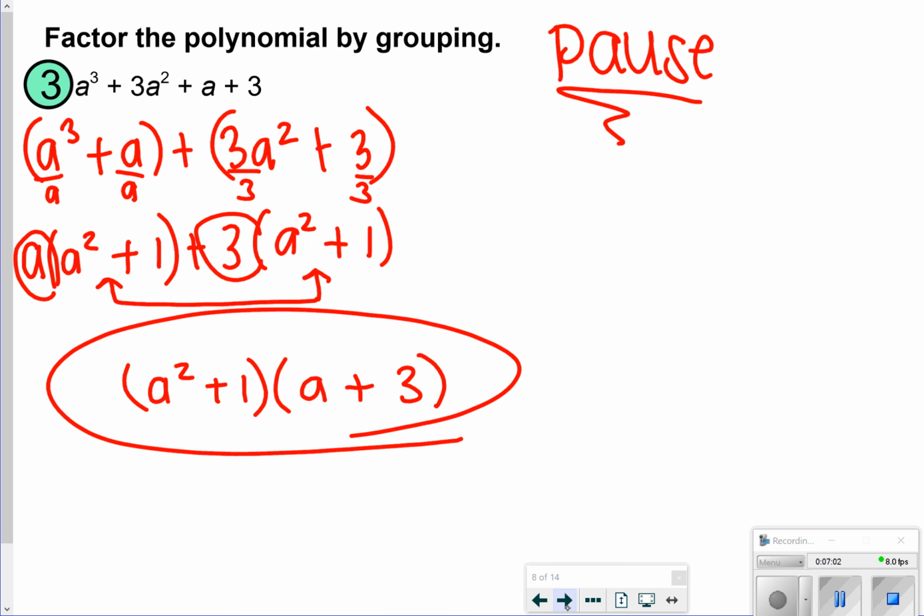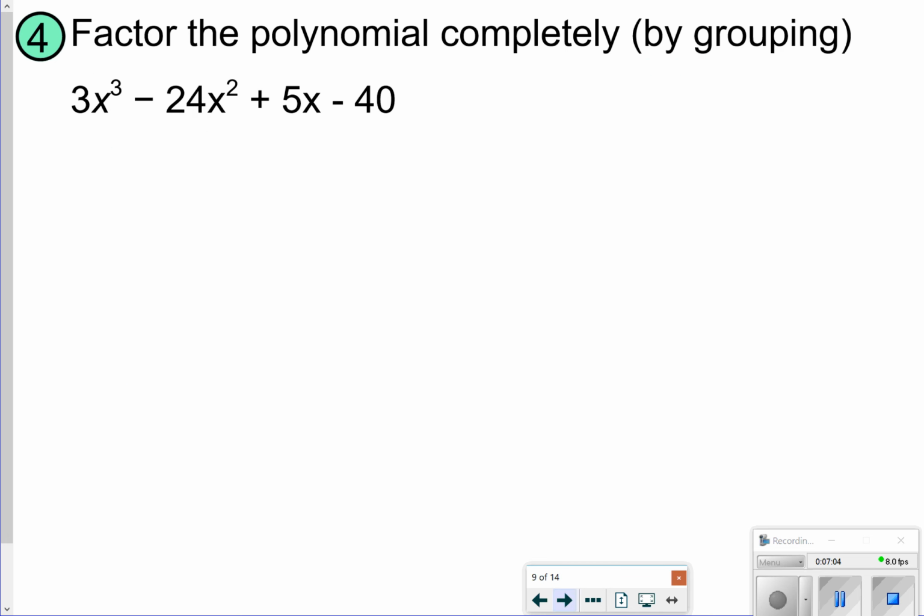Okay. Again, here's one we can try. This one now has more numbers written with it. Do be careful with your positives and negatives. You're going to make sure that you factor the polynomial completely by grouping. So make sure you look for that GCF in each one. Let's go ahead and pause here. This one you may be factoring out a number and a variable, so just be careful.